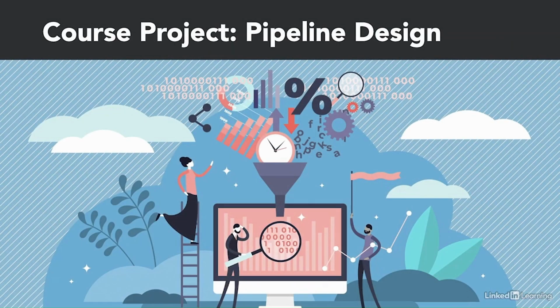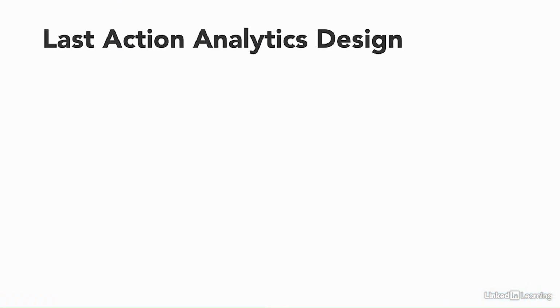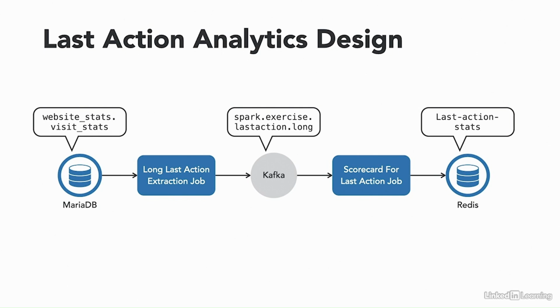What would the hybrid pipeline for the course project look like? We start off with the MariaDB table called visit stats in the website stats database. We first build a long last action extraction job. Actions with long durations are considered significant actions. This job will filter records from the database and extract those with a duration of greater than 15 seconds. Each of these records will be published to the Kafka topic.